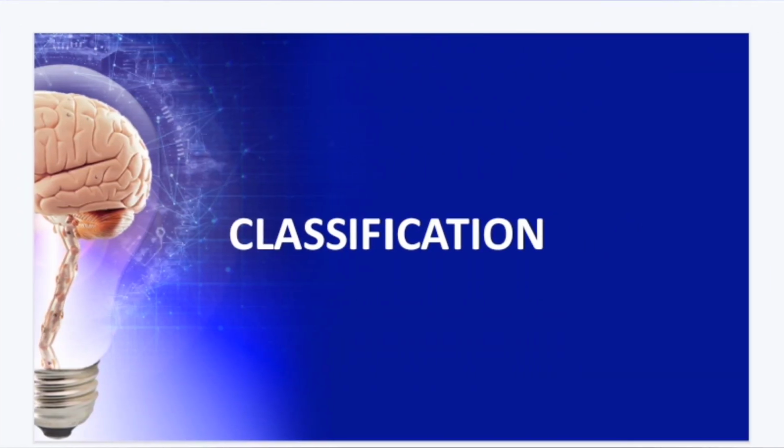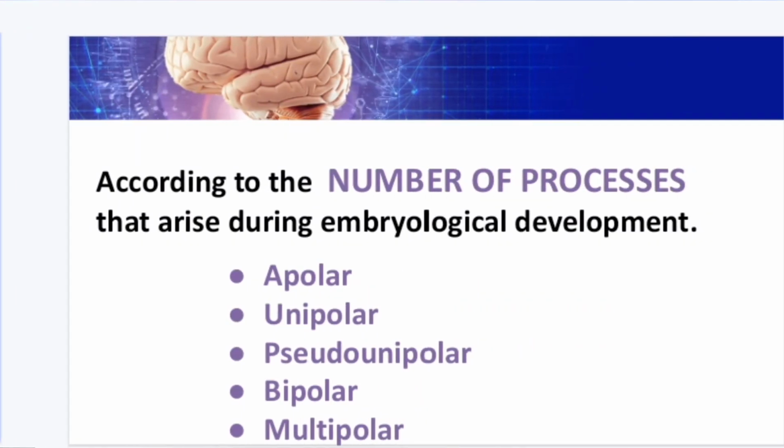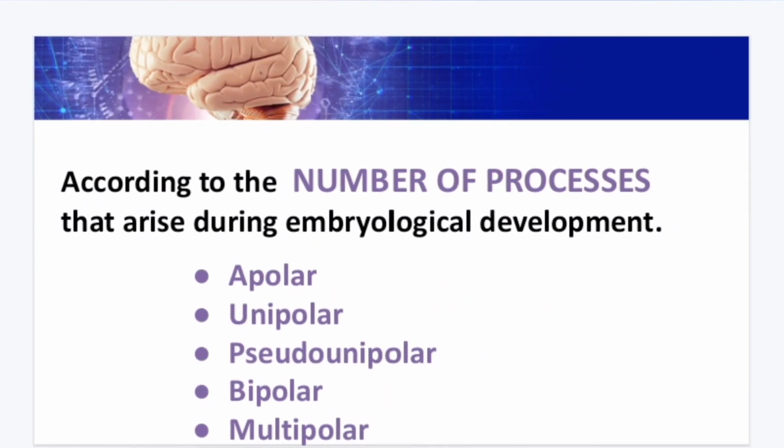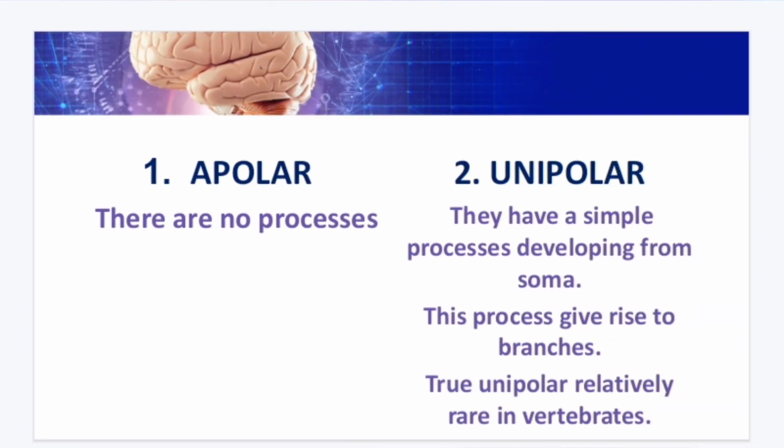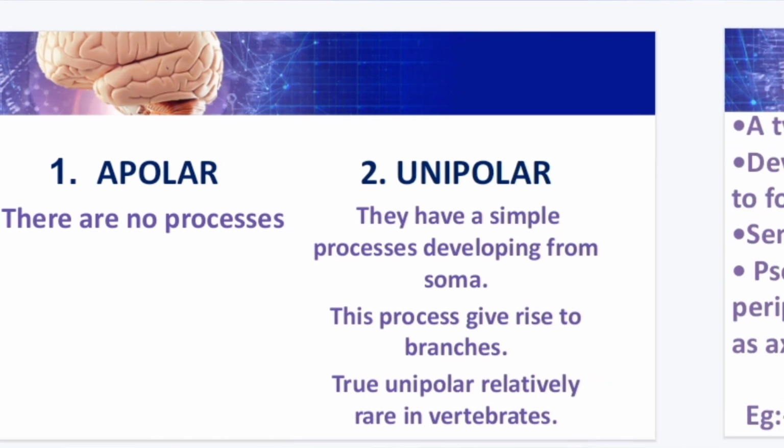Coming to the classification, we will be dealing with major classifications of neurons. First one is according to the number of processes. There are five classifications: apolar, unipolar, pseudo-unipolar, bipolar and multipolar. So coming to apolar, as the name suggests, there will be no processes. Coming to the unipolar, they will have a single process which extends from the soma, and this process will give rise to branches. Truly, as we say, these unipolar neurons are rarely seen in vertebrates.